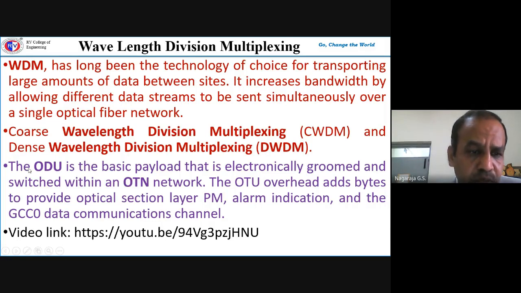The ODU, the optical data unit, is a basic payload that is electronically groomed and switched within an OTN network. OTN is the optical transport network. The OTU overhead adds bytes to provide optical section layer PM, alarm indication, and the GCC data communications. There will be a channel in the case of wavelength division multiplexing. There will be a video relating to that also.